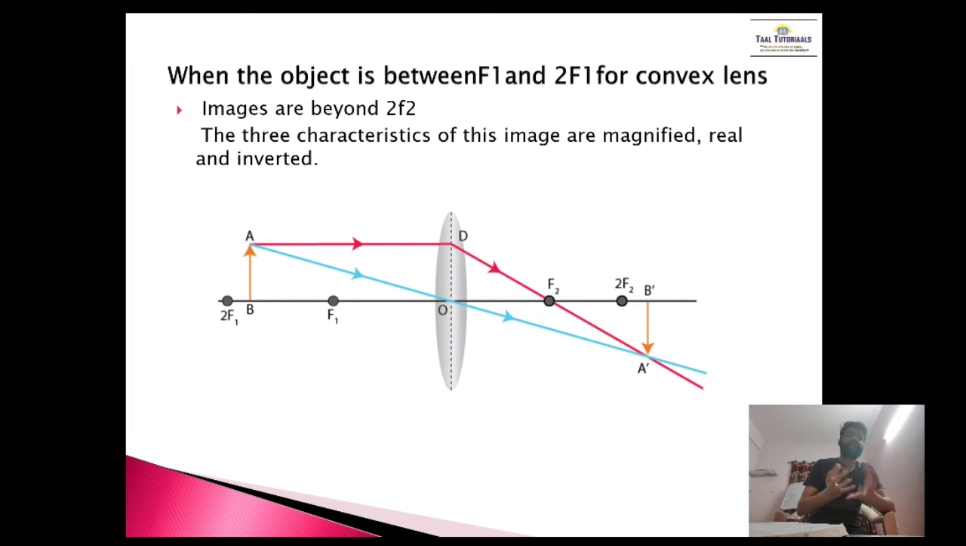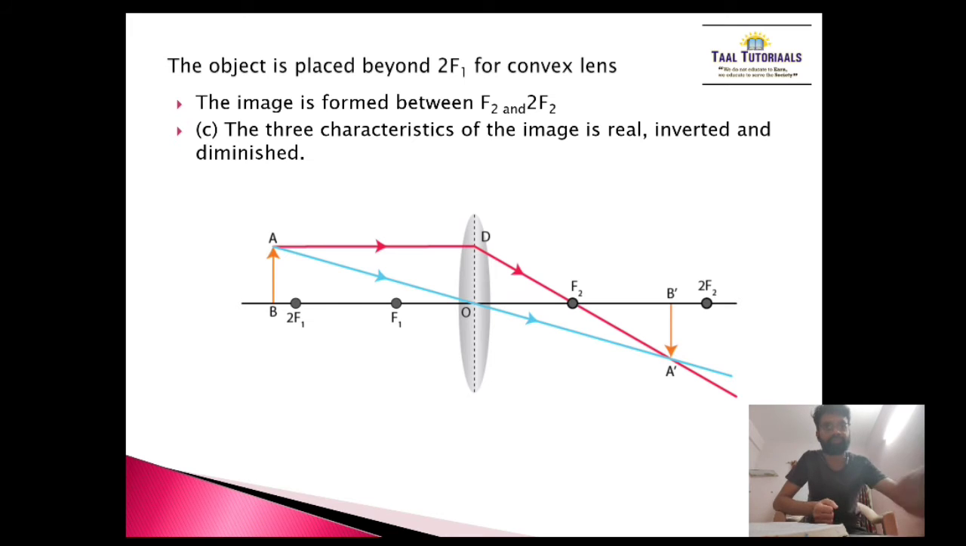So these are very common in the coming examination. So please class, make sure that you know how to draw it. Second, the object is placed beyond 2f1 for a convex lens.